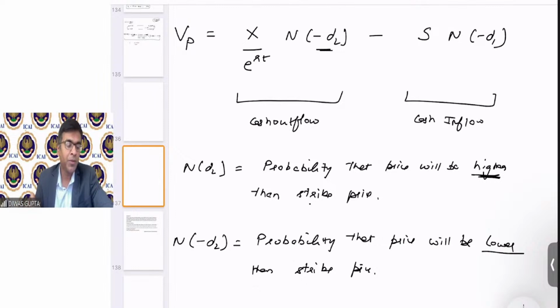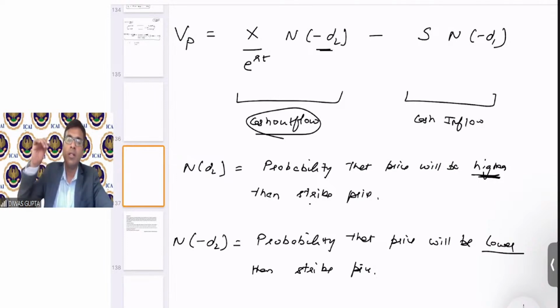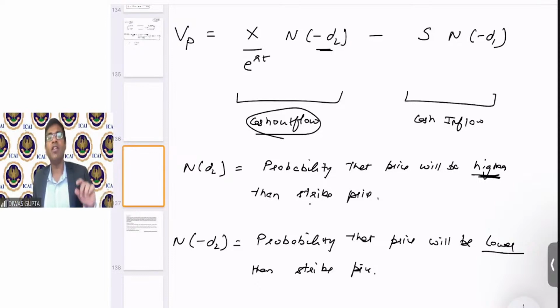Here, for put option, we have to see when will the put option get exercised? When the spot price on expiry becomes lower than the strike price. Yes, Namrata and Shruti, very nice. So the cash outflow will happen only when the spot price is lesser than the strike price. Then only the right to sell will be exercised by the holder, and I have to pay him for purchasing that one share the strike price equivalent value. Simple.